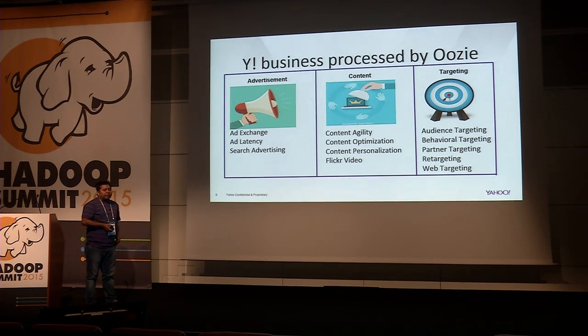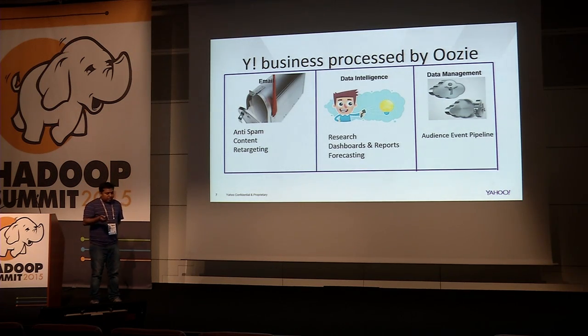If we categorize all Yahoo businesses and see who uses Oozie: in the advertisement category, ad exchange, ad latency, and the search advertisement team all use Oozie to do their data processing. In terms of content, content agility, content optimization, content personalization, and the Flickr team use Oozie. The targeting team uses Oozie for audience targeting, behavioral targeting, partner targeting, retargeting, web targeting. The mail team uses Oozie for anti-spam detection, content analysis, retargeting.